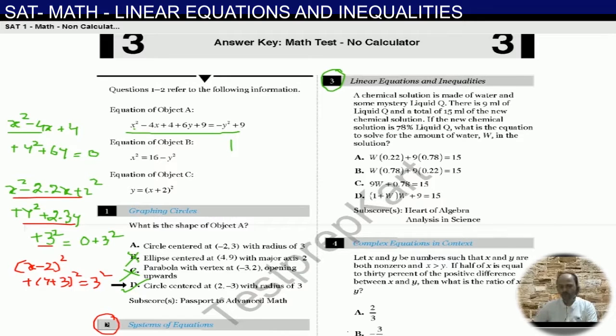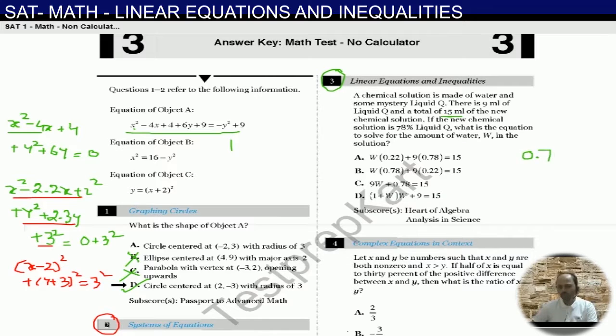If the new chemical solution is 78% liquid Q, what is the equation to solve for the amount of water W in the solution? So we can see that the total volume is 15 ml. That's why in every option you can see that 15 is on the right hand side. Now the question is, if we come to the left hand side, what should be the approach for the left hand side? You can see that 78% is liquid Q.